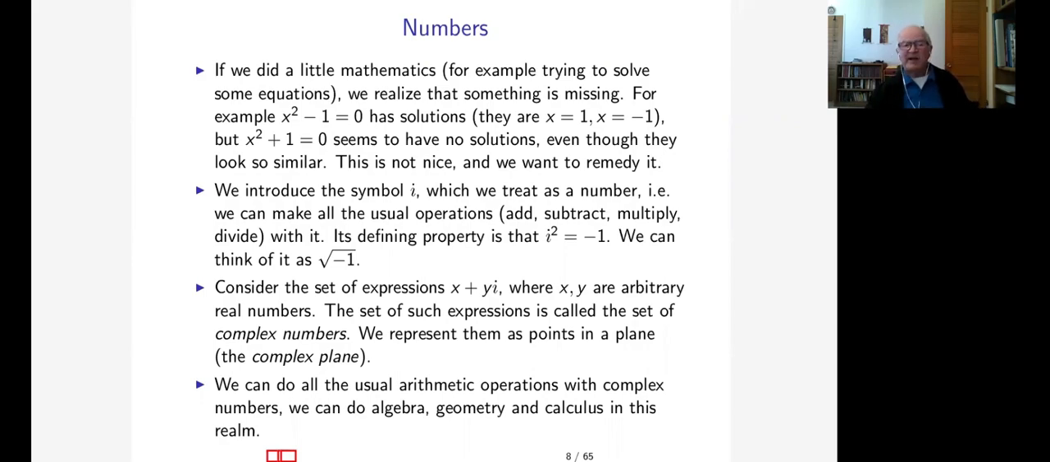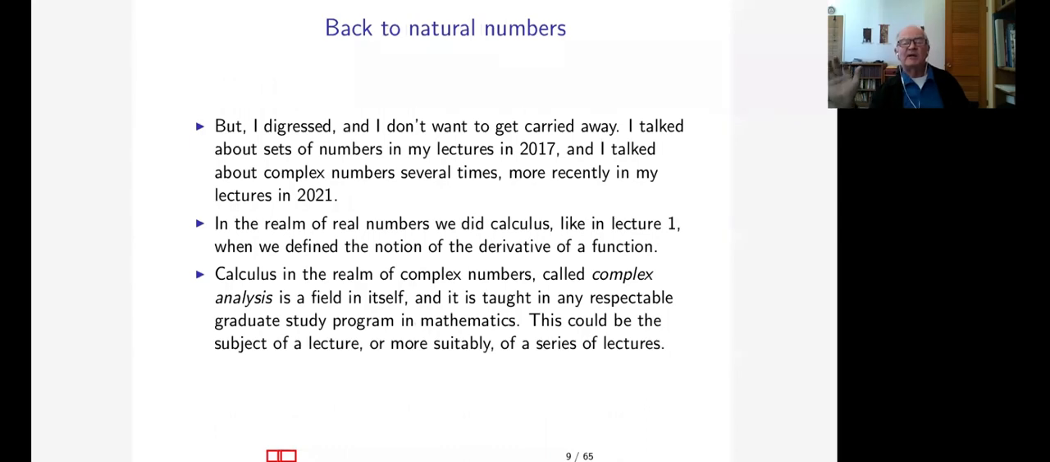But I digressed. I didn't want to get into complex numbers, not even real numbers, not even fractions maybe. Let's get back to our good old natural numbers. So never mind if you got a little confused by this review of numbers, just ignore that. We are getting back to basics.